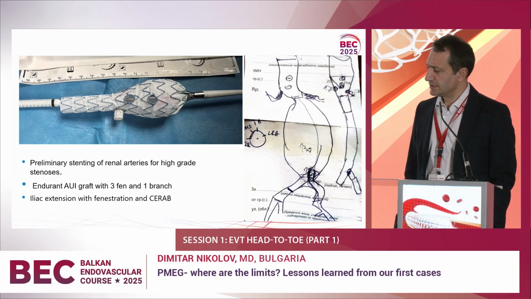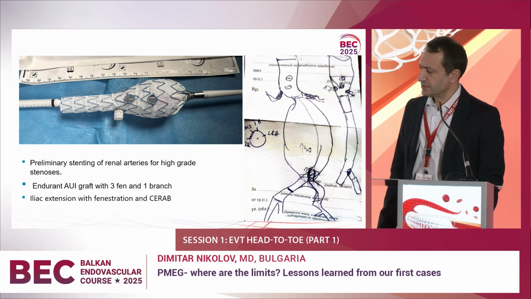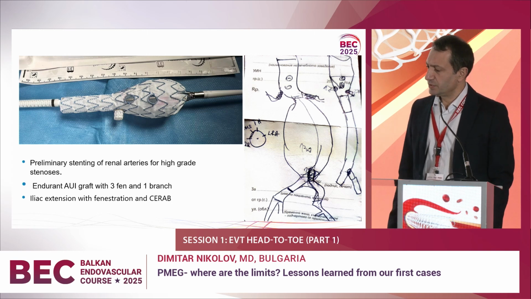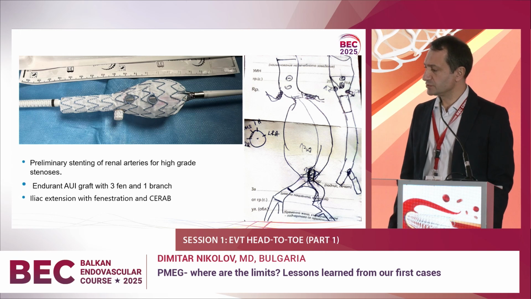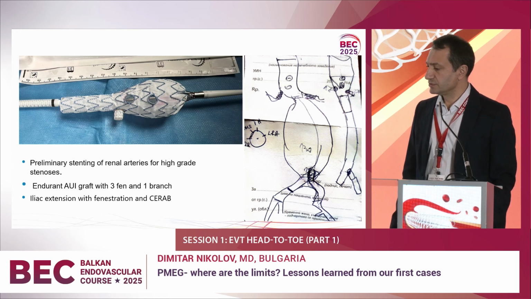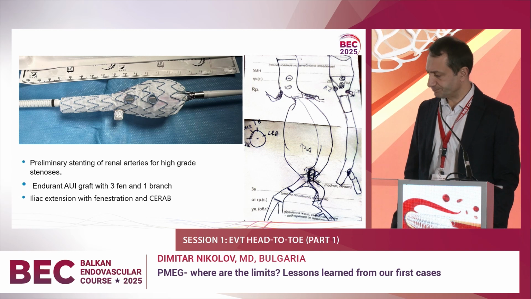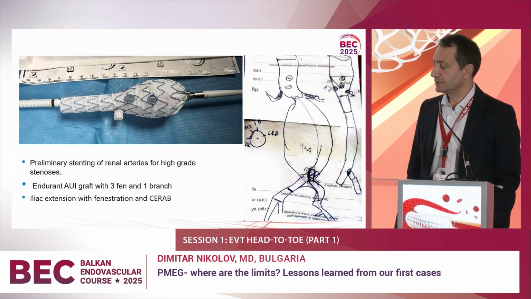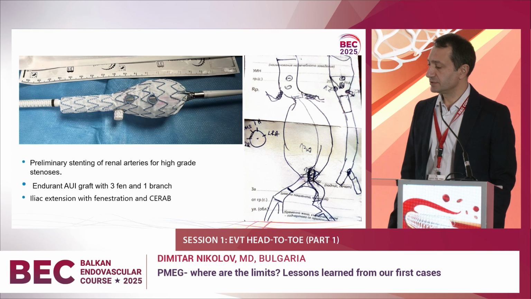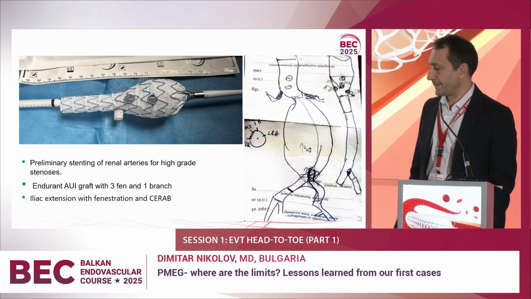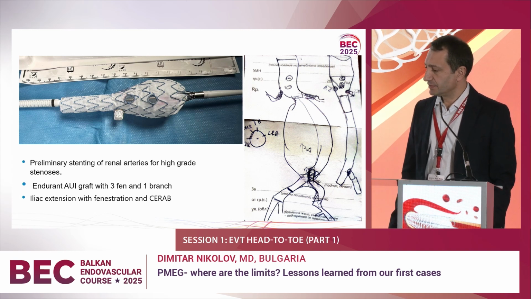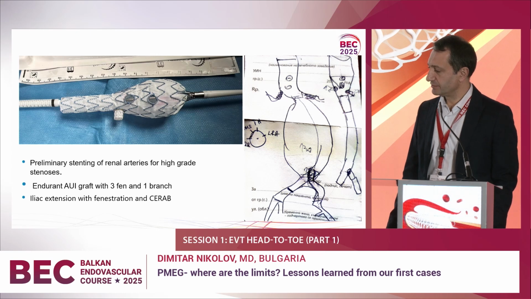This is the device. We had to stent the renal arteries before the intervention, as they were very, very stenotic, and also use an Endurant aorto-uni-iliac graft and an iliac extension with fenestration to perform a CERAB, because there was also very severe stenosis and calcification of the aortic bifurcation and iliac arteries.